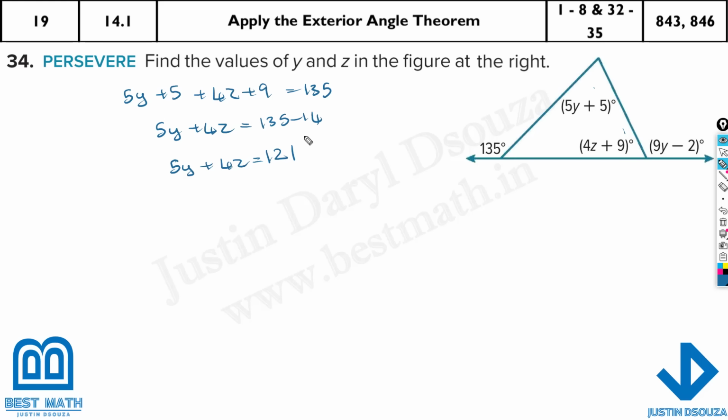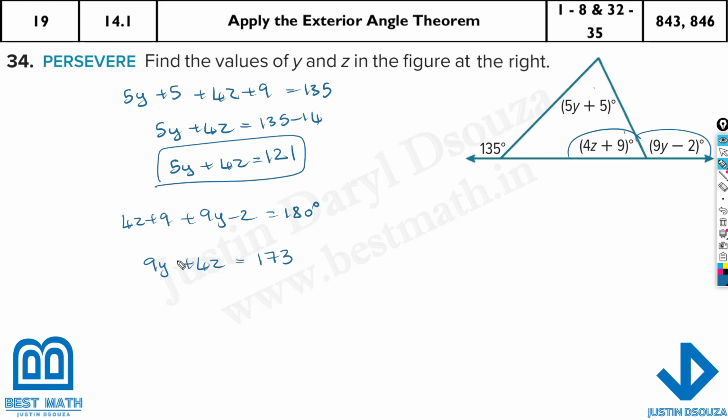That's it. Now what about the other relationship we can have? This and this, they are a linear pair, right? So when you add these both angles, it will be 180 degrees. So let's do that. 4z plus 9 plus 9y minus 2 is equal to 180 degrees. Let's write y first. 9y plus 4z is equal to 173. Okay, you can do it in steps.